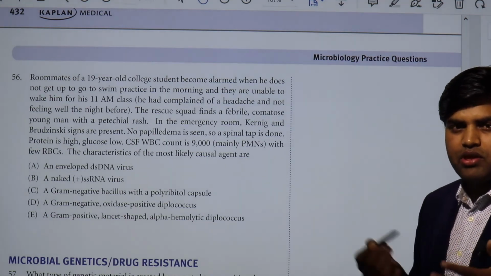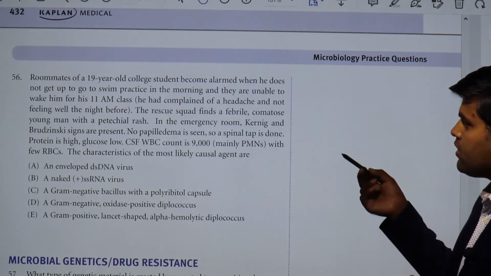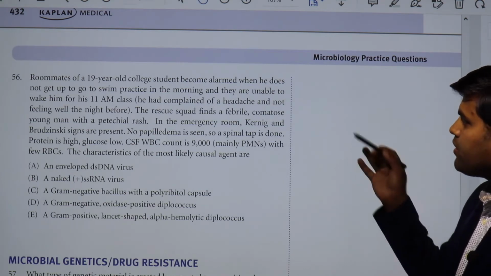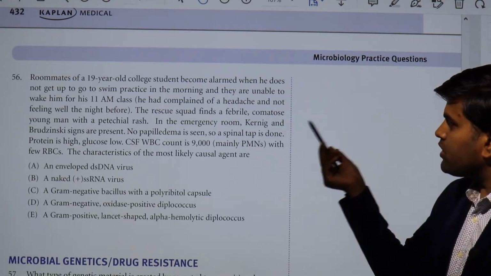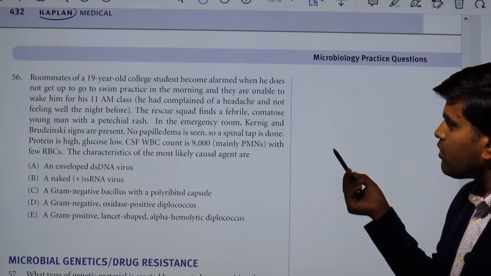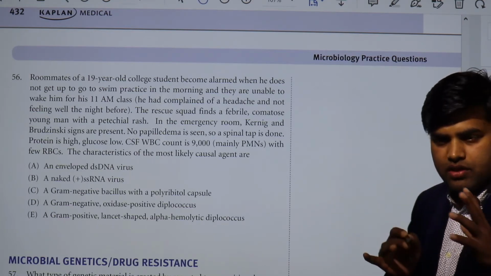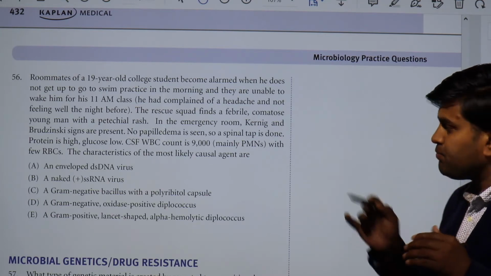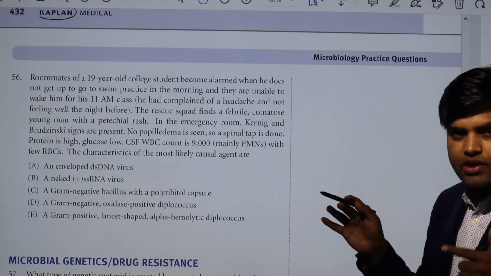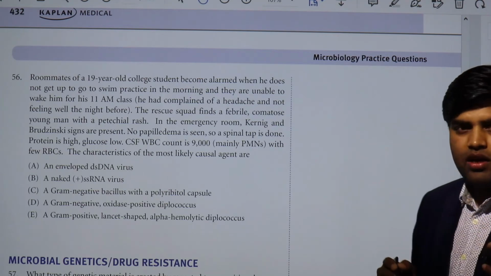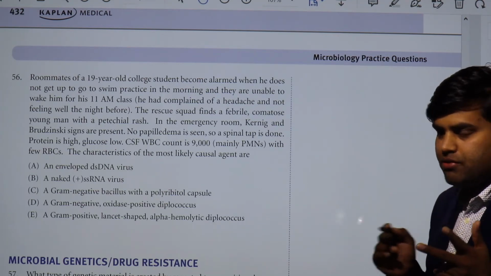And then he went to sleep, but in the morning he is unable to wake. The rescue squad has arrived. They find the boy is a febrile, comatose young man with a petechial rash. Now they are giving you some of the hints. So there is a petechial rash as well as fever, and coma. So the patient is comatose. So three findings there.